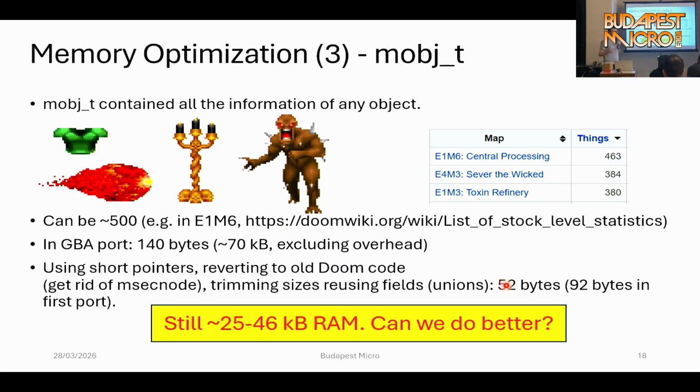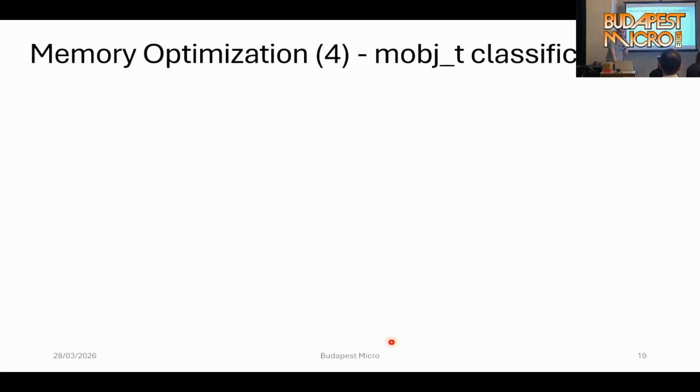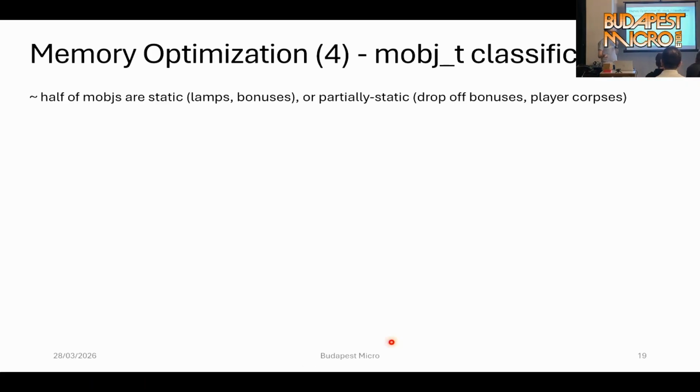But still this is not enough, because it would take between 25 and 46 kilobytes of RAM, and by the way, 46 out of 108 kilobytes. So can we do better? And yes, of course, we can classify the objects, because half of the objects are static, like maps, bonuses. They don't move, basically.